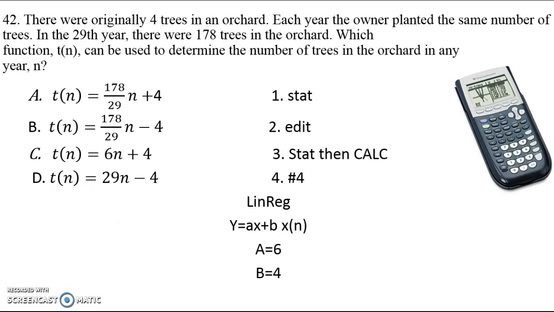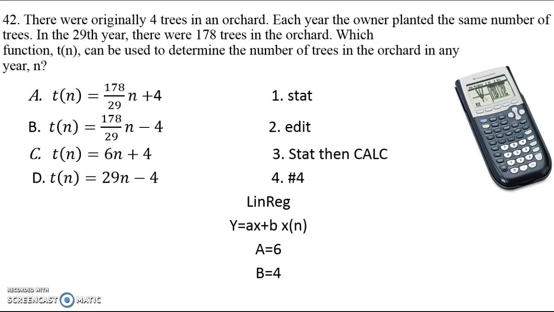Okay, so 42. There were originally 4 trees in an orchard. Each year, the owner planted the same amount of trees. In the 29th year, there were 178 trees in the orchard. Which function, T of n, can be used to determine the number of trees in the orchard in any year n? Okay, so for this one, I plugged it into my calculator, and here are the directions for how I did it.